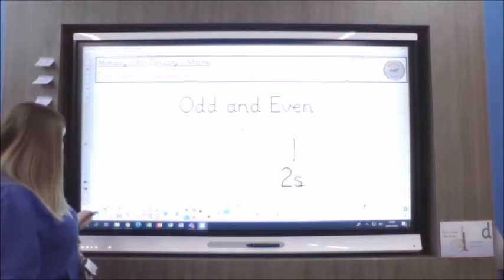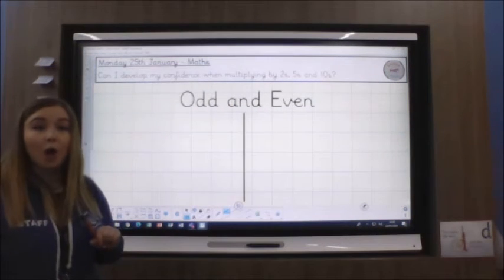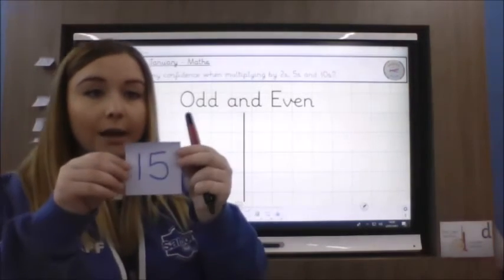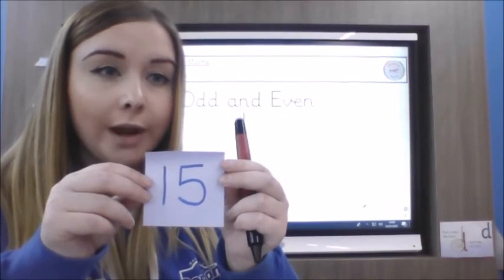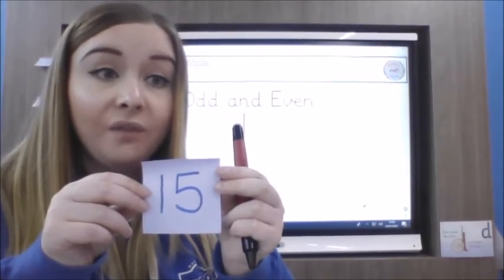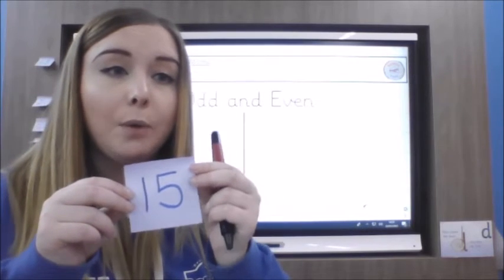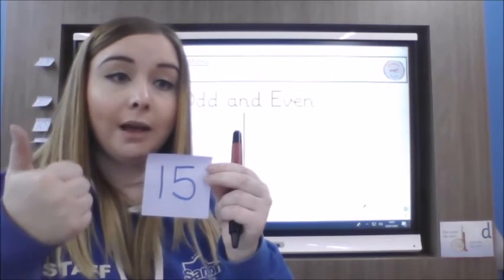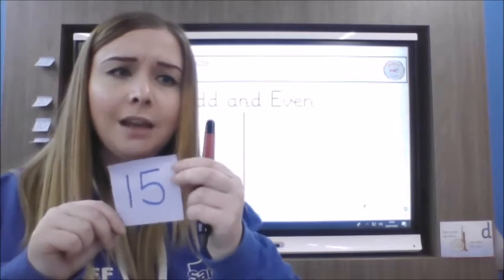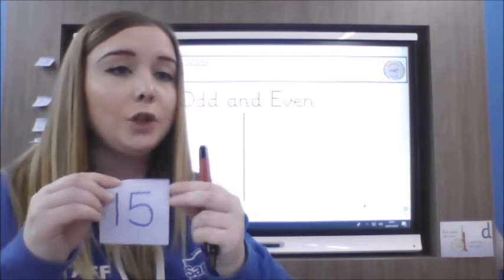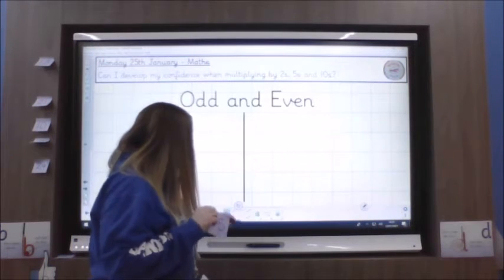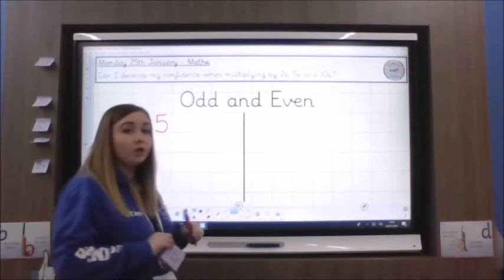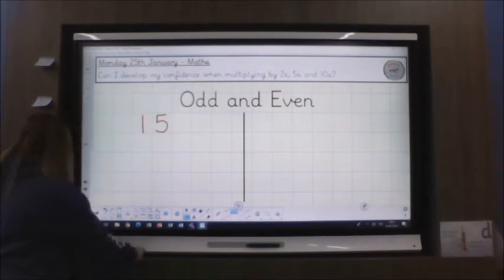Okay, so let's have a little go at sorting some numbers into odd numbers or even numbers. Okay, so I've got a number by the side of my board. What number is this? A 1 and then a 5. That's it, so it's a 15. So 15, is that in our 2 times tables? 2, 4, 6, 8, 10, 12, 14, 16. Did I say the number 15? I didn't, did I? So that means that 15 is an odd number, okay, because it's not in our 2 times tables.